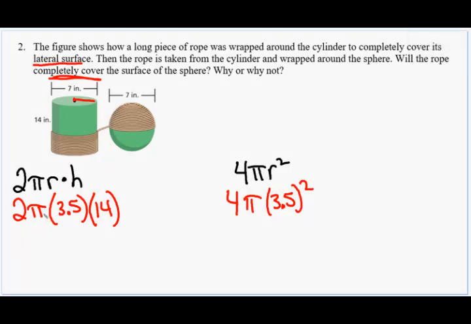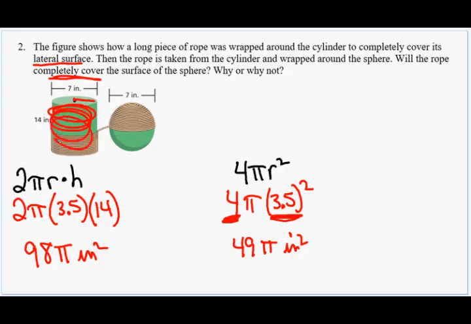And I'm going to leave my answer in terms of pi. 2 times 3.5 is 7, and then times 14 is 98 pi, and that would be inches squared. And over here, 3.5 squared times 4 is 49 pi inches squared. So if we're taking rope off the cylinder, we've got that much area covered, and as we wrap it around the sphere, we have more than enough.